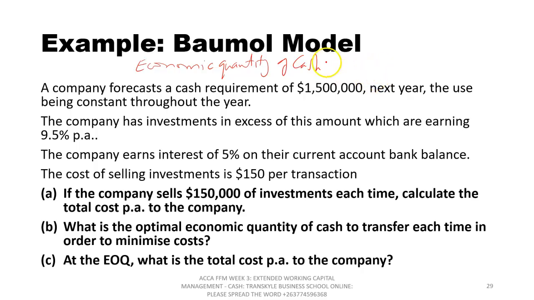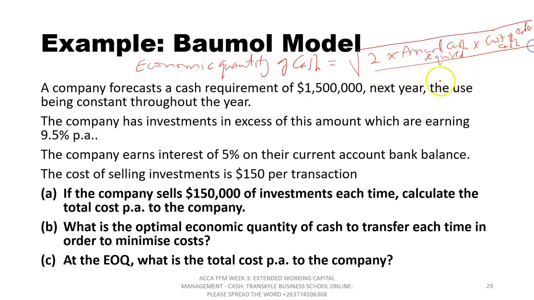Economic quantity of cash is given by the big square root of 2 multiplied by annual demand for cash, or the annual cash required, multiplied by the cost of ordering cash, all divided by the cost of holding the cash, or let me just say the net interest cost of holding cash.